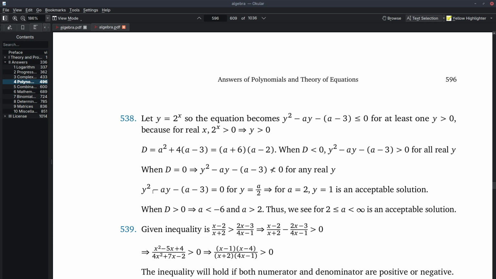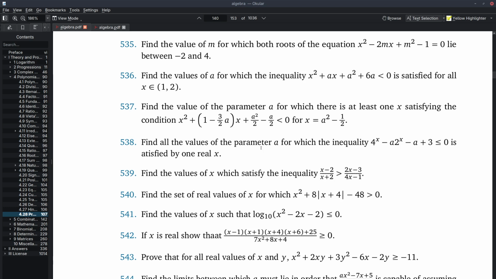Now, we see that y square minus ay minus a minus 3 is equal to 0 for y is equal to a by 2. So, for a is equal to 2, y is equal to 1 is an acceptable solution. When discriminant is greater than 0, a is less than minus 6 and a is greater than 2. So combining all this, we see that minus 2 to infinity is an acceptable solution for a.